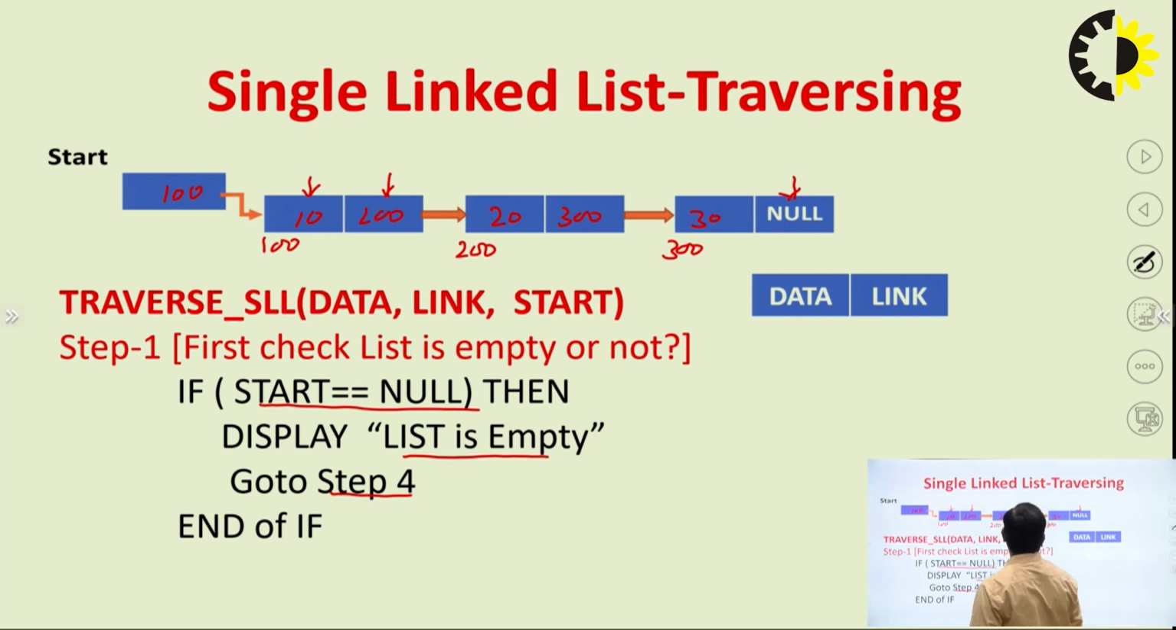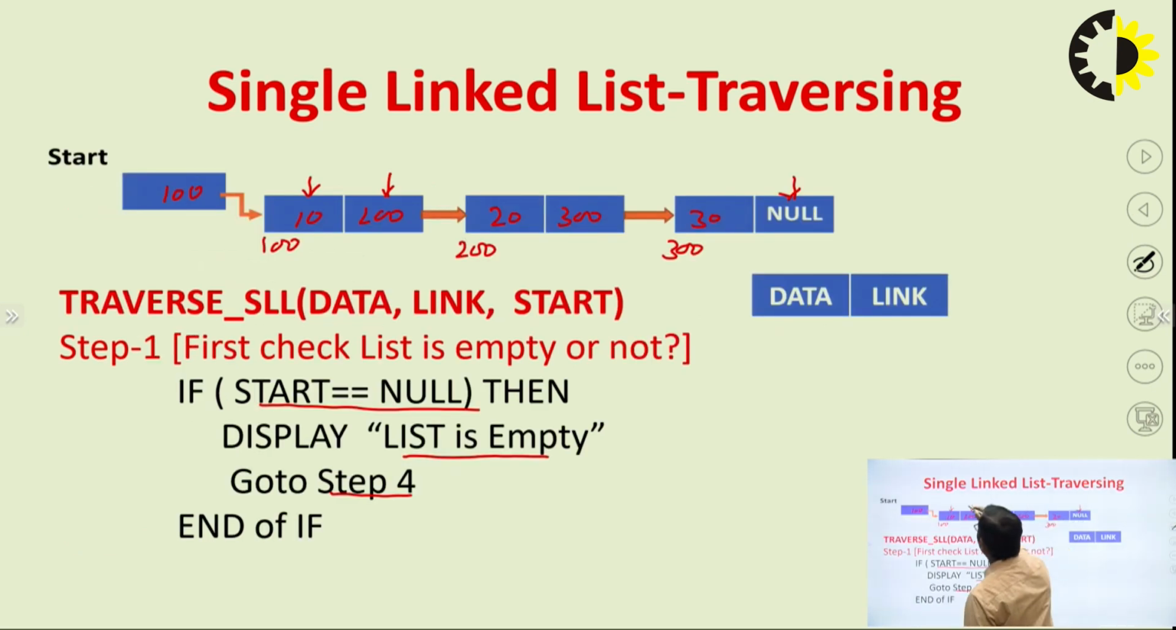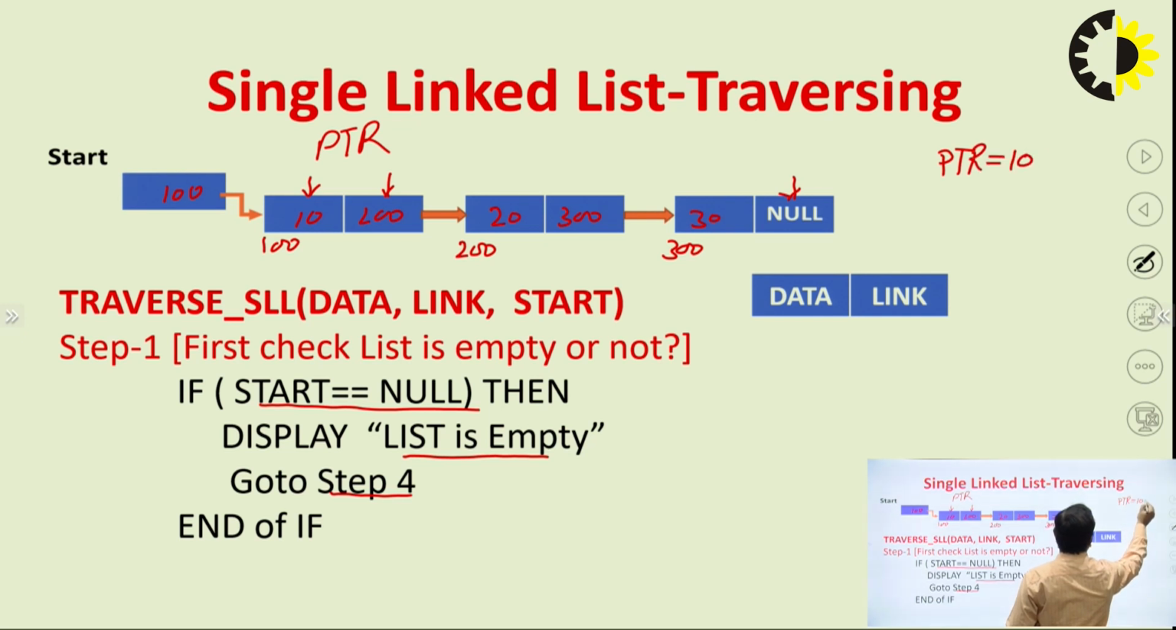Now move to the next slide. Here we will start the traversing. Here we have taken the temporary pointer PTR. Now PTR contains the address of the first node. We have initialized the PTR with the start pointer. Now PTR is pointing to the first node. So PTR contains 100. Now we will display the information inside the first node.